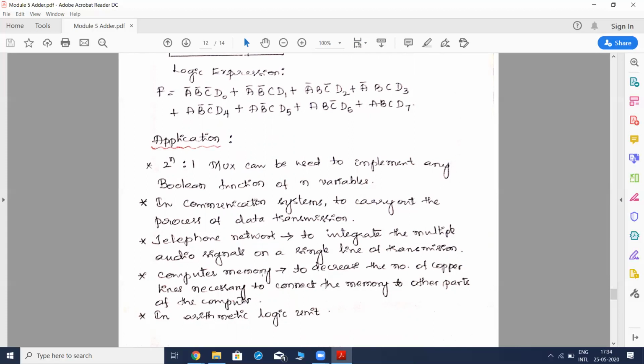It is also used in computer memory, in order to decrease the number of copper lines that are necessary to connect the memory to other parts of the computer. For that, we use a multiplexer. It is also used in the arithmetic logic unit; there also we use a multiplexer. So these are the applications of multiplexer.